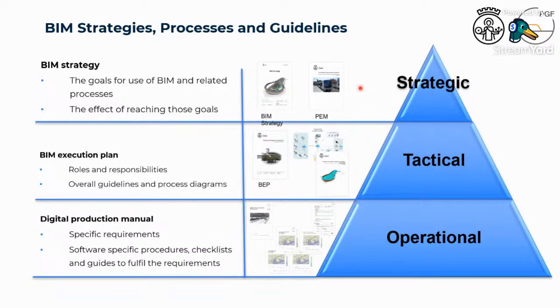The BIM strategy, in a way, describes the goals of use of BIM, and it's quite general, we can say. Then we have the BIM execution plan, which describes the roles and the overall guidelines and the process diagrams, those that we've seen in the previous slide. And the third group are like detailed manuals. So in this operational group, we have detailed manuals, very specific manuals, digital production manuals, which have specific requirements for each discipline about how to use a software, modeling, best practices, workflows, checklists, all those things that help us fulfill the requirements.